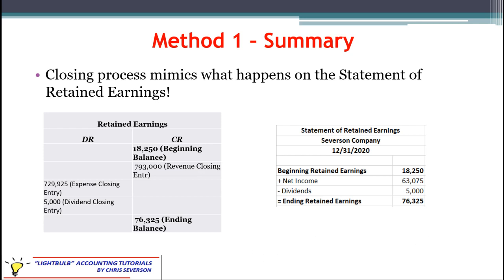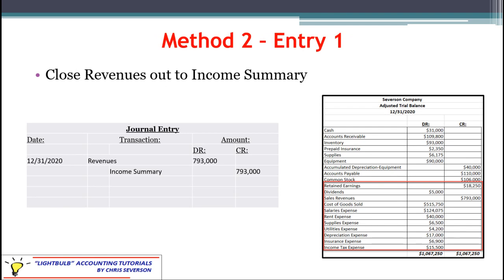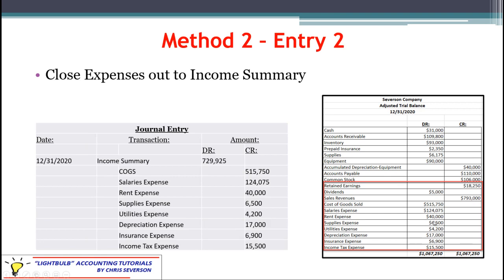So now let's take a look at method 2. As I said, there are just some very slight differences. We still have the same adjusted trial balance. We're still going to be debiting revenues to close them out. The difference is that now instead of crediting retained earnings, we're going to credit income summary. For expenses, we're still crediting all of those expenses, but now we're going to debit income summary instead of retained earnings. So the first two entries, the only difference is instead of retained earnings, we're using income summary.